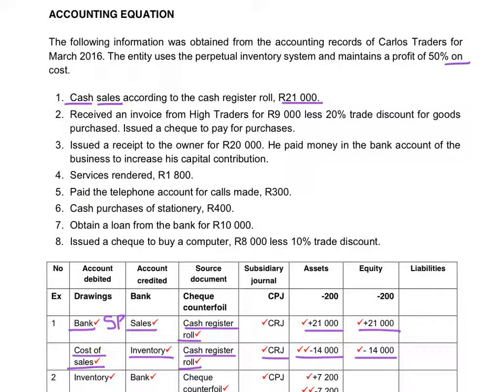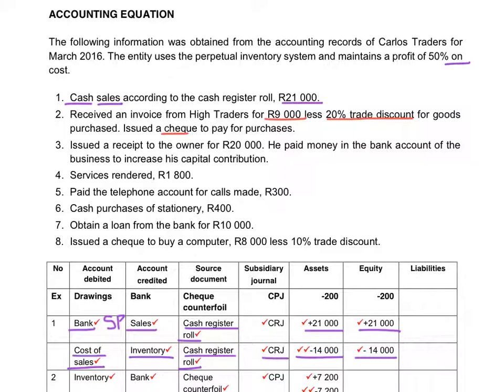Received an invoice from High Traders for 9,000 less 20% trade discount. If we receive trade discount or cash discount, we subtract it from the amount immediately to determine what is the actual price of the goods that we bought and to determine what is the price of the goods that will be paid by check. So we will work out 20% on 9,000, giving me 1,800. Subtract the 1,800 from the 9,000 immediately, and that will give me the purchase price as 7,200.